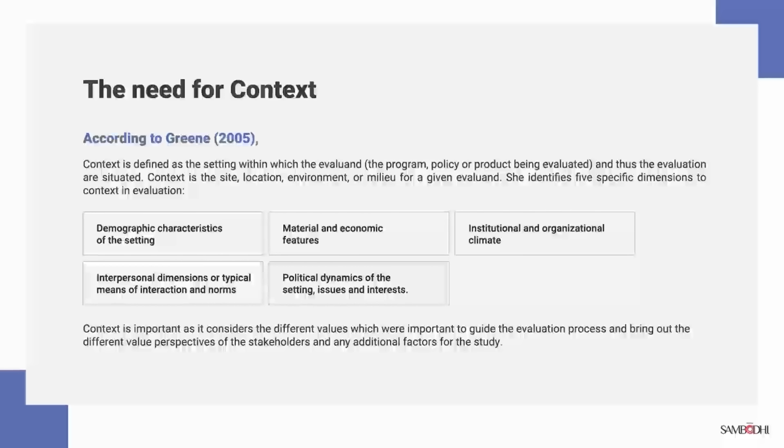Context can help us understand the goals and unique characteristics of the program participants, any environmental, social, and cultural factors that may influence the outcomes, and any existing resources as well as constraints that may impact the implementation and effectiveness of the program.